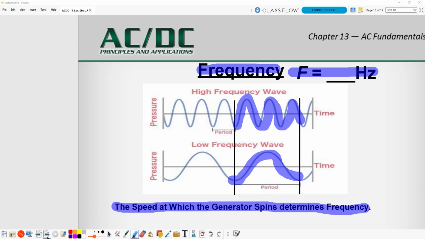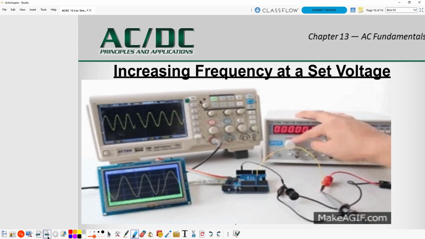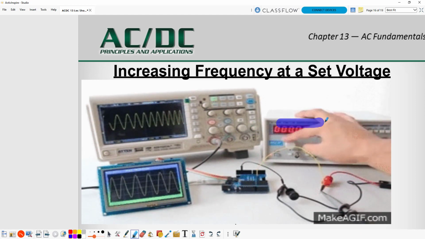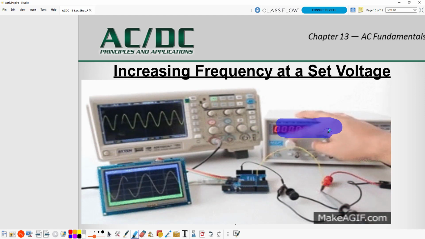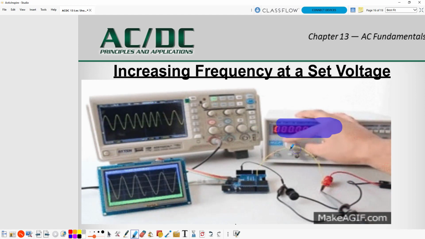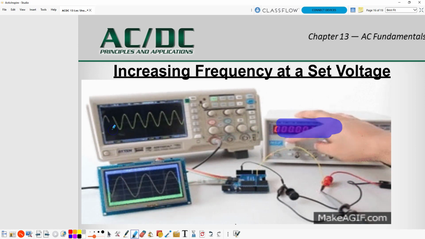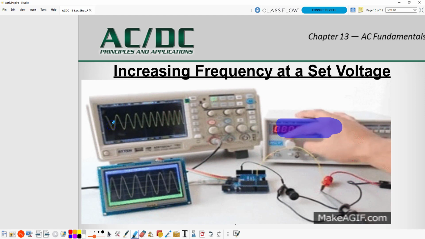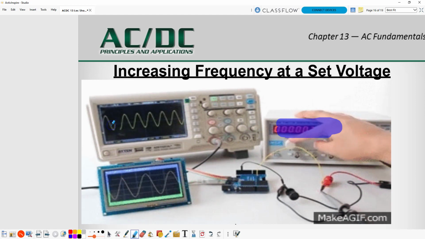Here's an example of a lab being done where the frequency is being increased. This piece of test equipment over here is called an audio signal generator, and basically what he's doing is increasing the frequency of the audio signal being fed into the oscilloscope. So you can see that the waves get tighter and tighter together, and there's more waves displayed in the same amount of space as he turns up the frequency.